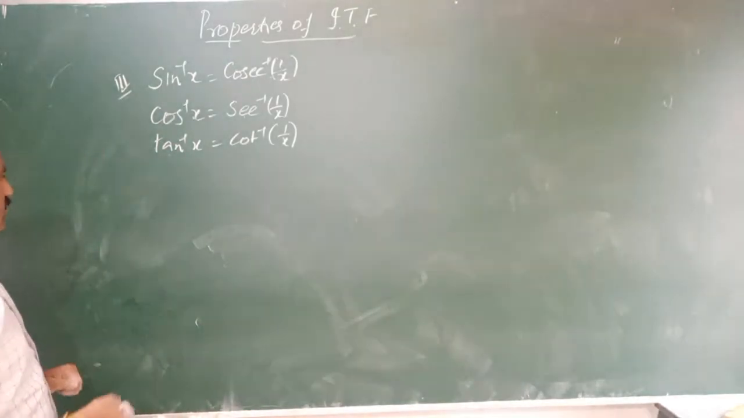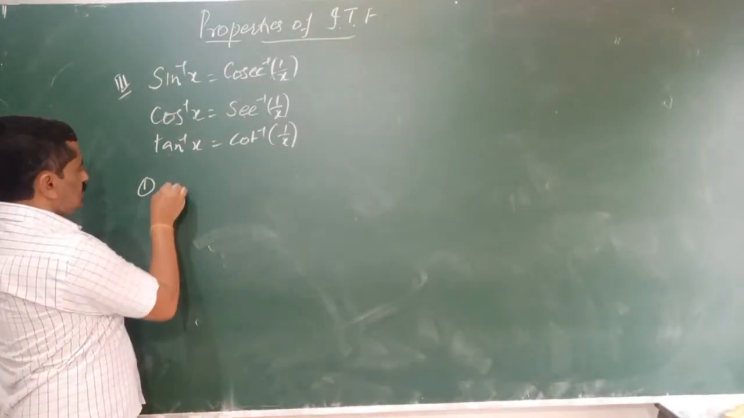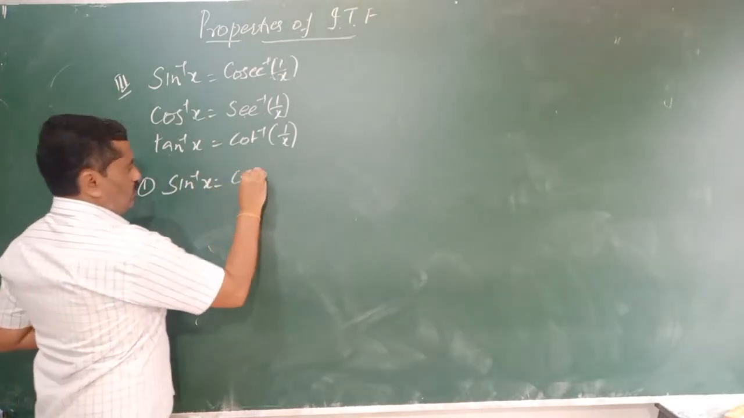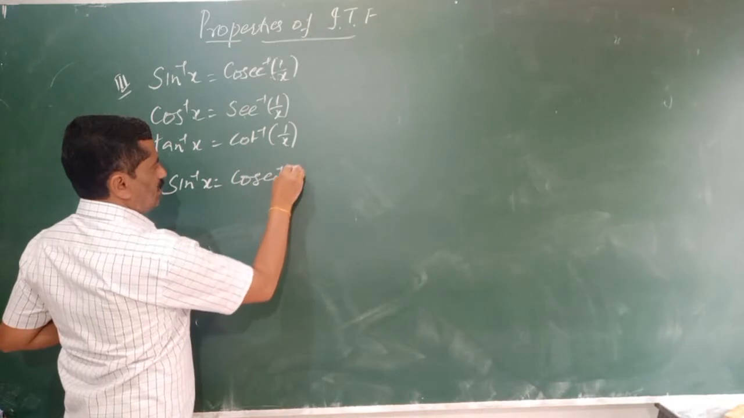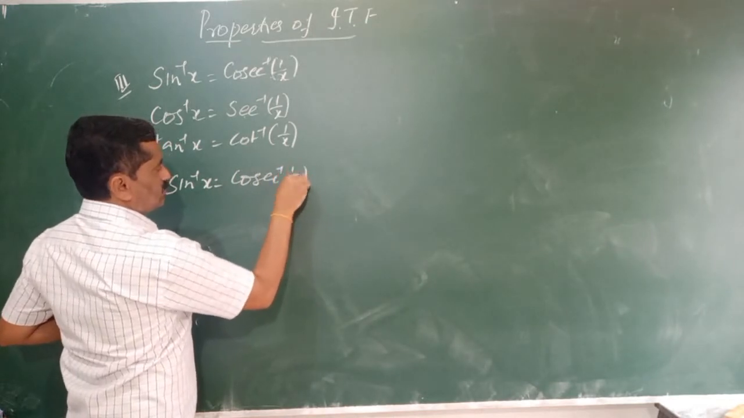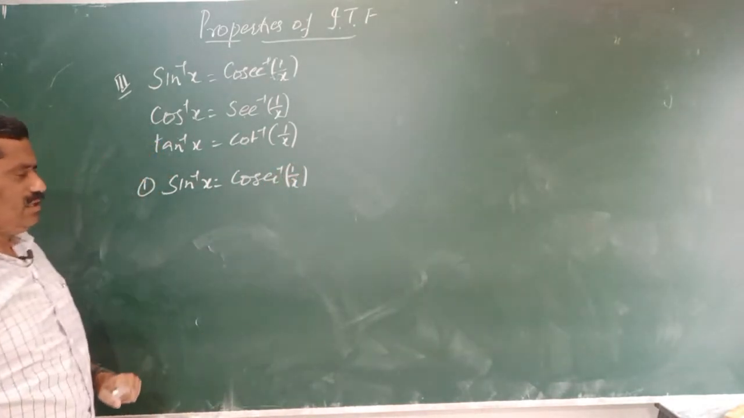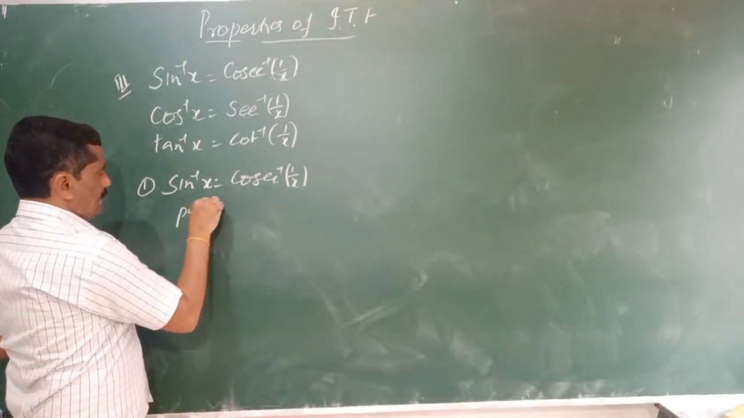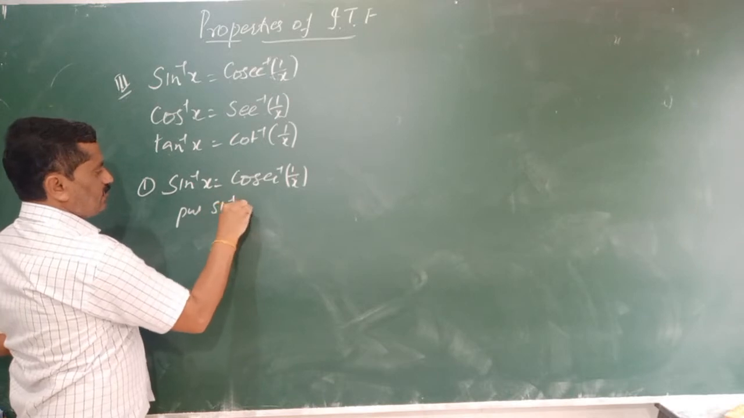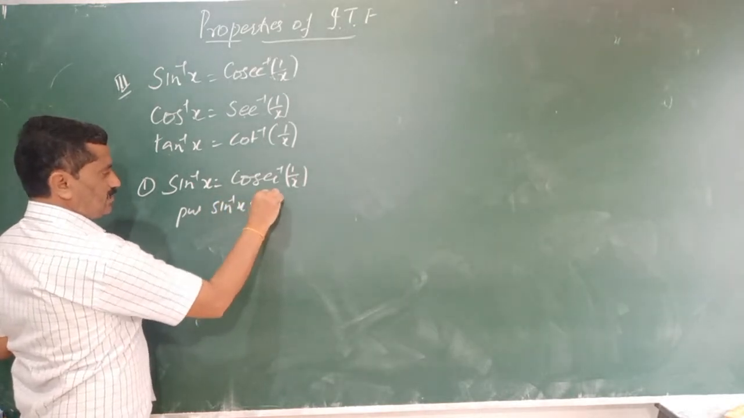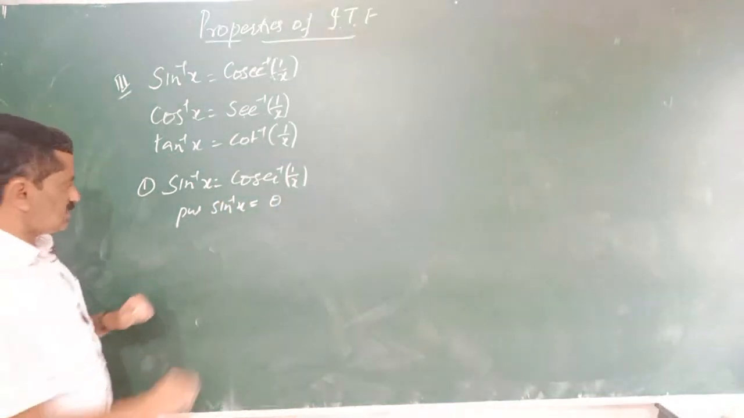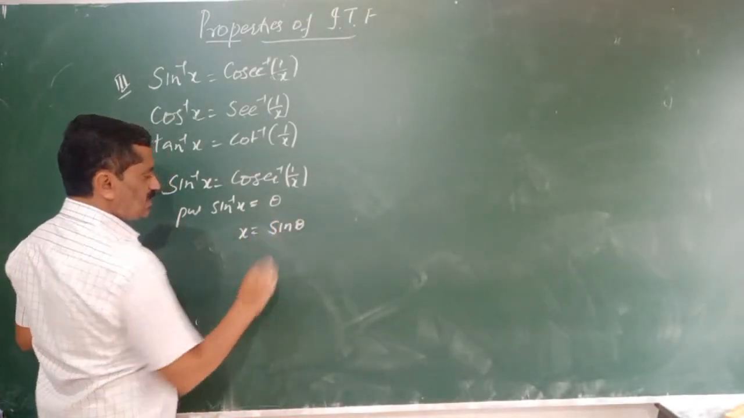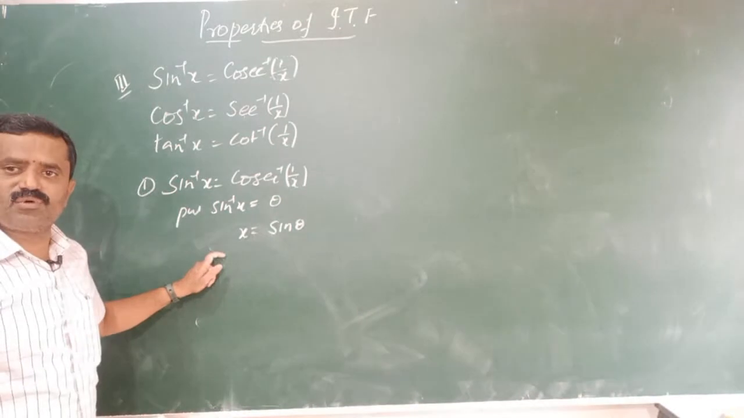Okay. First one we have, that is sin inverse x is equal to cosecant inverse of 1 by x. So, put that is sin inverse of x is equal to theta. So, what is x? Therefore, x is equal to sin theta. Taking reciprocals on both sides.